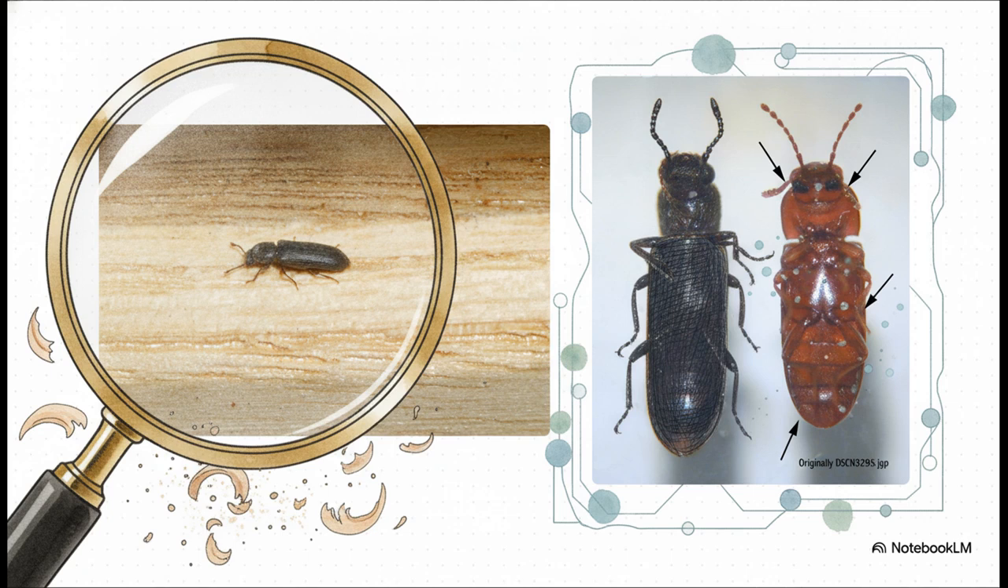With wood-boring beetles, finding the culprit is almost entirely about analyzing the crime scene itself, specifically the exact shape, size, and texture of the exit holes they leave behind. But first, a quick suspect comparison.